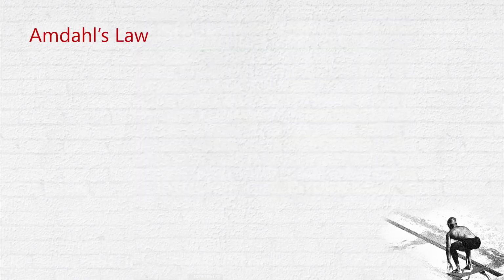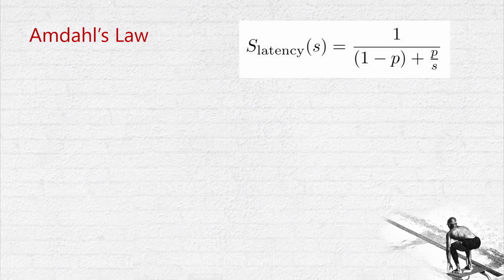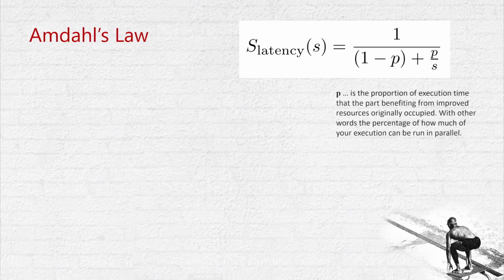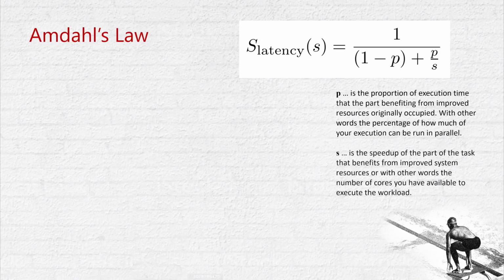Some very clever guy put all this into a very simple formula, which is here, and it's hard to understand. P is basically how much you can run in parallel, how dependent the stuff is, and that is entered in percentage. And S is how much the speed up is in this case.